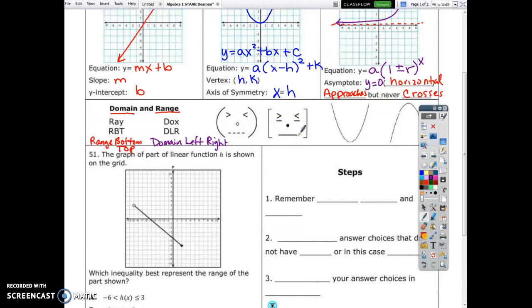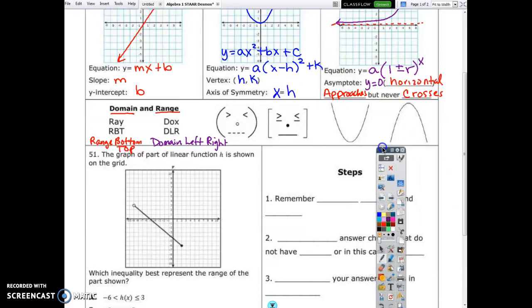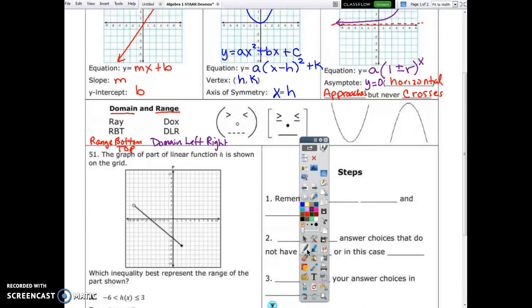Okay? And if we're talking about domain and range, this is going upward, right? Greater than or equal to, because they're going up. This one is going downward, so that's less than or equal to. Okay?